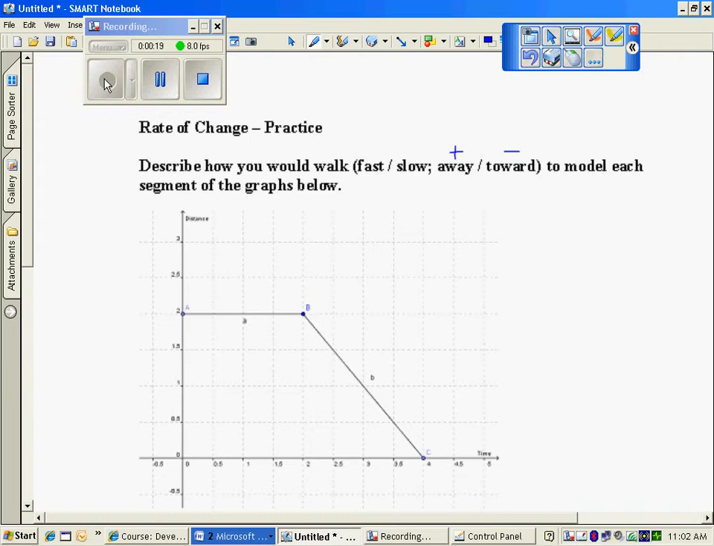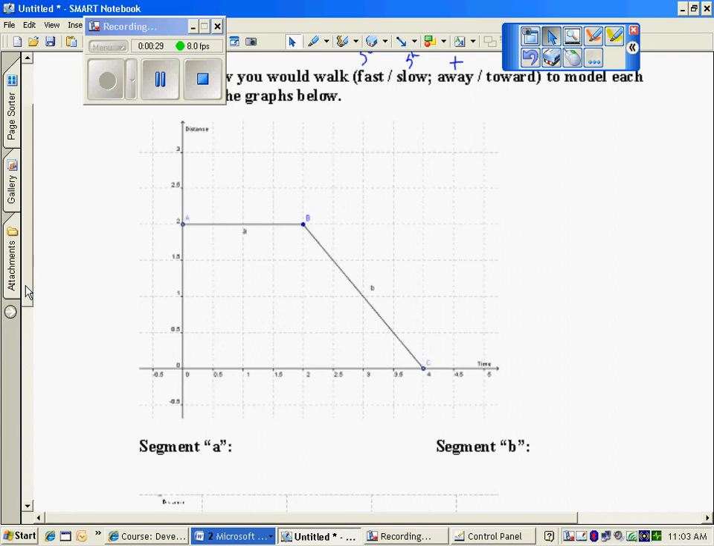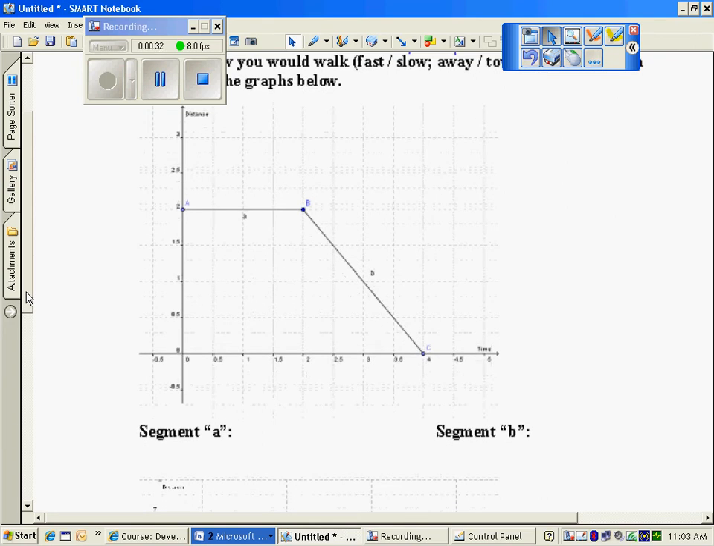When it's fast, it's steep. And when it's slow, it's not as steep. It's kind of the shallow graph. So let's go ahead and take a look at a situation here where we have distance on the y and time on the x. So segment A.